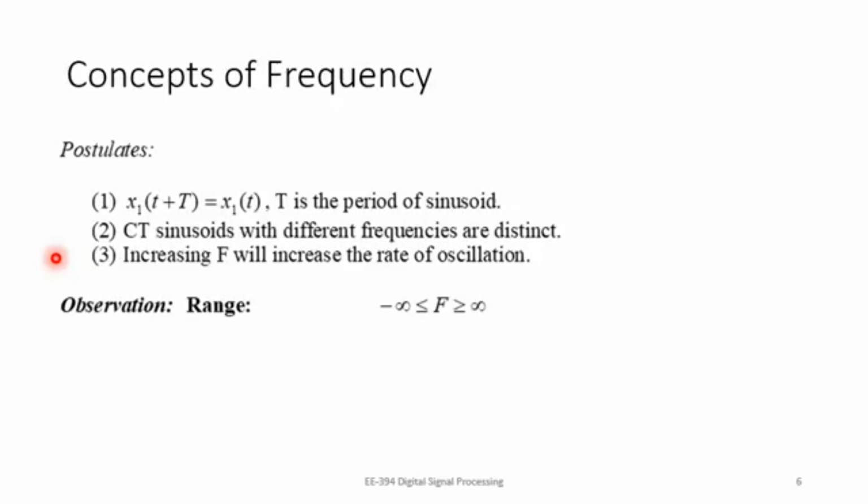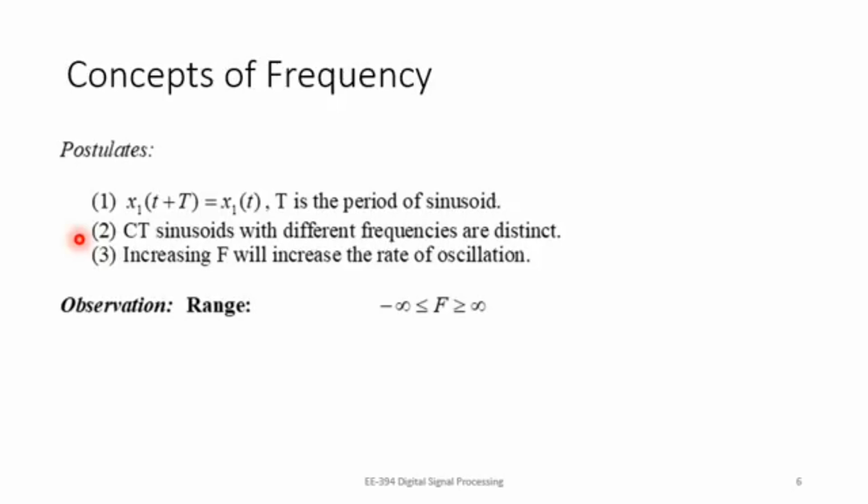Postulate 2 is also very obvious. It says that continuous time sinusoids with different frequencies are distinct, and we know this. So for example, a continuous time sinusoid of 25 Hertz will be different from a continuous time sinusoid of 125 Hertz or 1025 Hertz or whatever.